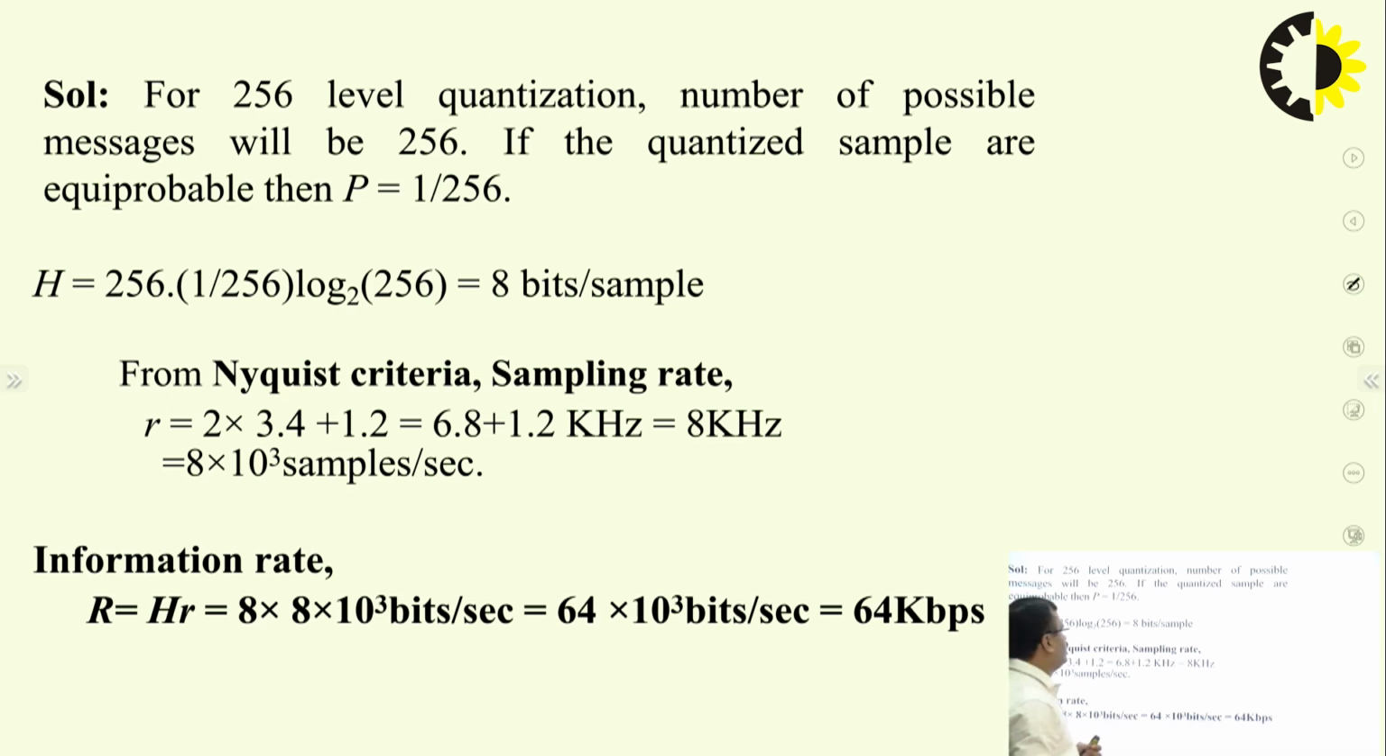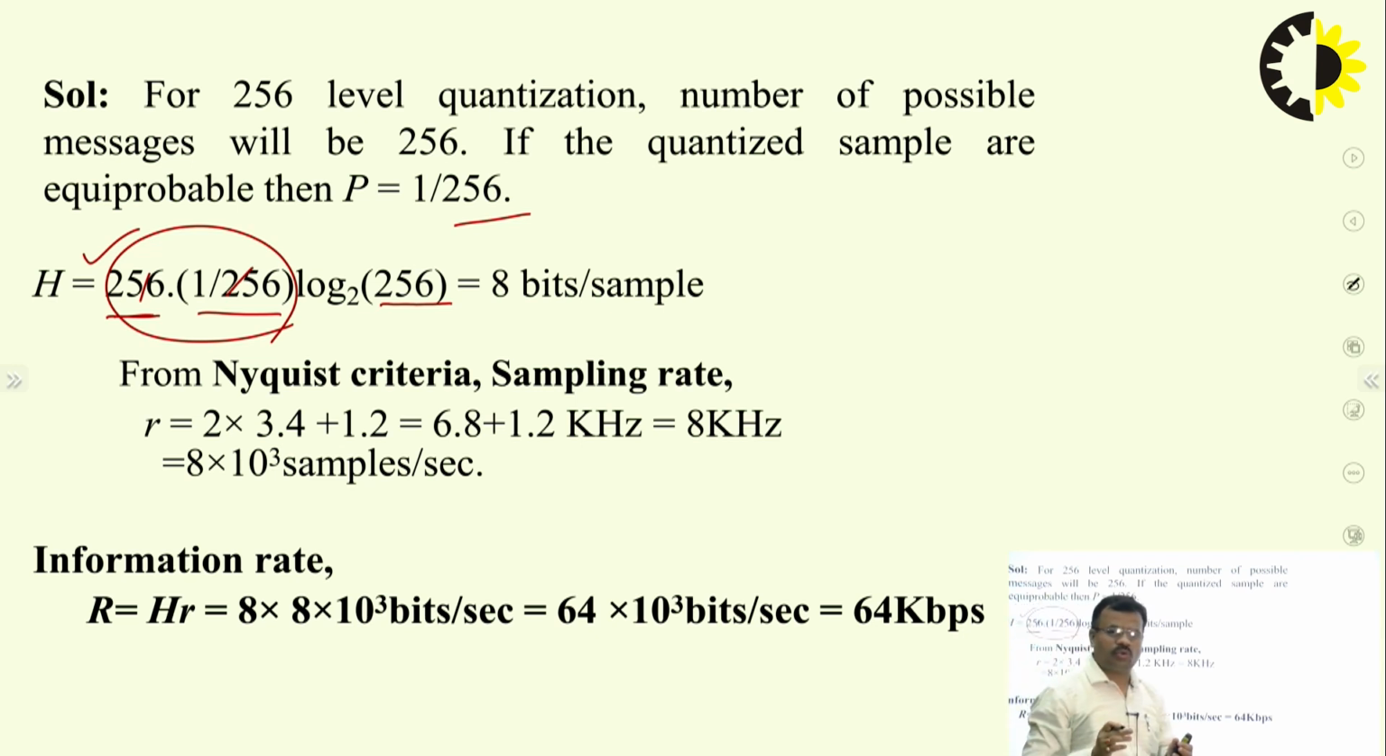You know there are 256 quantization levels, and if these levels are equiprobable, then P is equal to 1 upon 256. Taking the entropy, 256 into 1 upon 256 into log of 256, that is, log base 2 of 2 to the power 8. Since log m to the power n is equal to n log m, you will get 8 bits per sample. So this is our entropy.